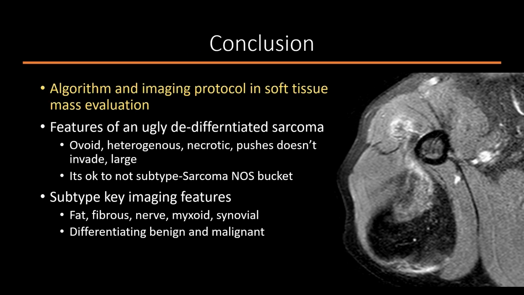Okay, so we've talked about the algorithm of an imaging protocol for soft tissue mass evaluation. We talked about the features of sarcomas NOS: ovoid, heterogeneous, necrotic, pushes, doesn't invade. Know that it's okay to not subtype. Calling something a soft tissue sarcoma and putting it in that bucket is completely fine. And then if we're able to subtype, fat, fibrous, nerve, myxoid, synovial are our best bets for differentiating, and probably more importantly, being able to differentiate those benign versus malignant lesions.